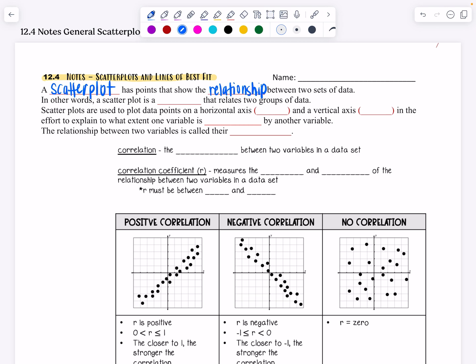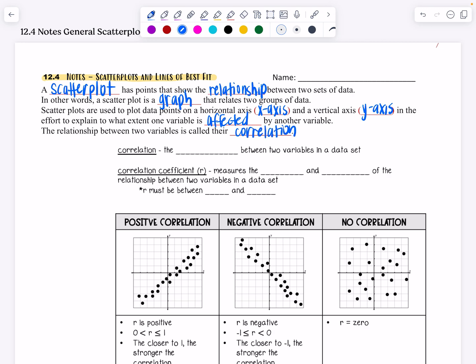In other words, a scatterplot is going to be done on a graph, and that graph relates two groups of data. Scatterplots are used to plot points on a horizontal axis, which of course we know is the x-axis, and a vertical axis, which of course we know is the y-axis, in an effort to explain to what extent one variable is affected by another variable. The relationship between these two values is going to be called their correlation.